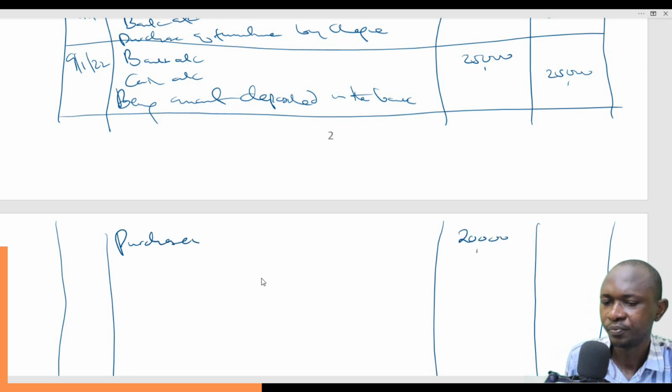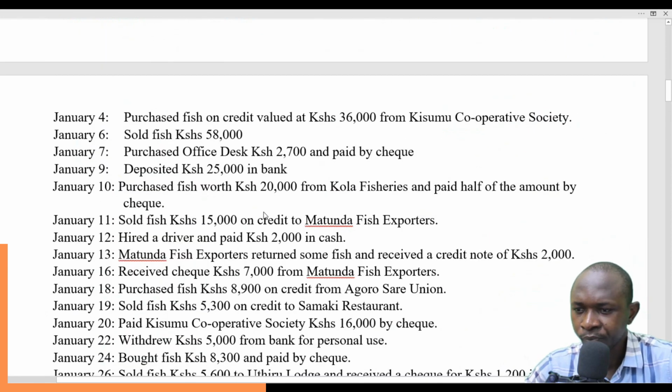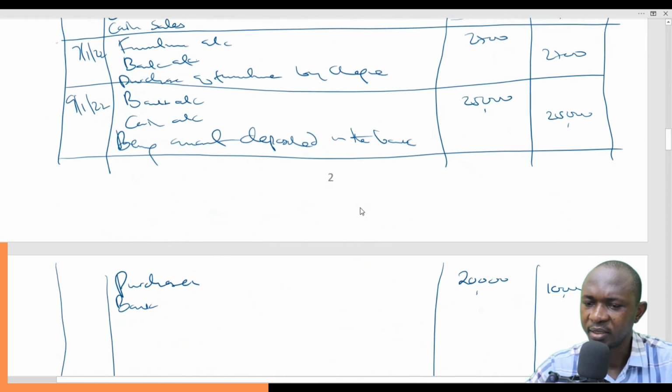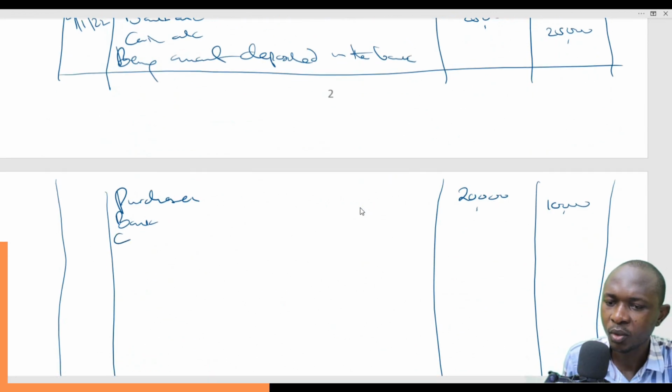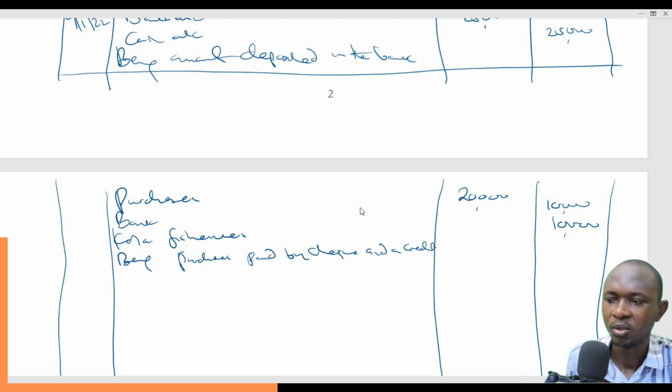10,000, and then we credit again because we paid half of the amount by check. So Kola Fisheries remained as creditors, the amount of 10,000. So being purchases paid by check and on credit, just like that. And you put the date. You need to show the date.